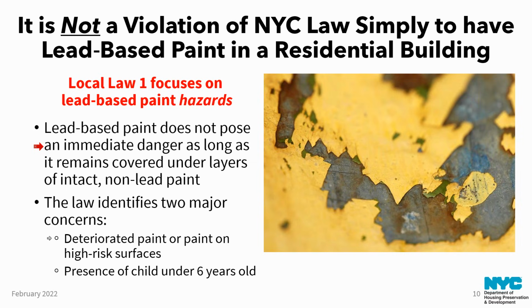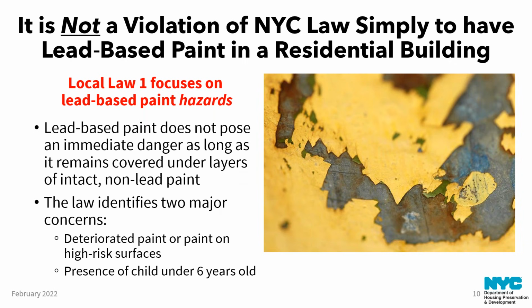The two major concerns that we see throughout Local Law 1, and there are a lot of specific ways these concerns are addressed, but these are really the two factors of greatest concern, are where the paint becomes deteriorated or it's on a high-risk surface where it is likely to deteriorate, and where a child could be exposed, because children are the population who are at severe risk of damage from lead-based paint in the quantities present in normal residential housing. So again, if you have lead-based paint in your building, you are not in violation of the law just from that presence. The violations are going to come in when that paint becomes a hazard, or if you end up having trouble complying with some of the specific requirements of the law.